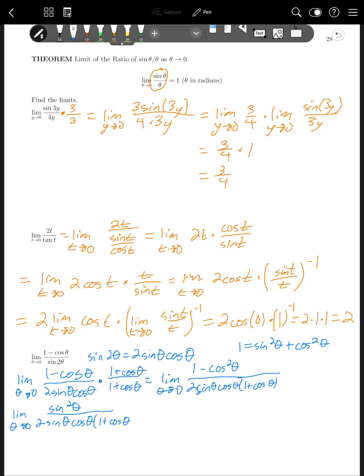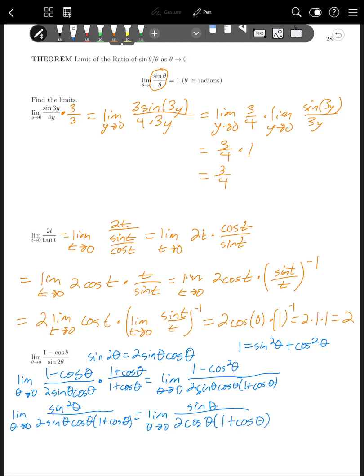In fact, in this one, I don't even think we have to use the identity that was up at the top of the page, but it works out in a similar way. So we can cancel out a sine, right? So this would be the limit as theta approaches 0 of sine theta over 2 cosine theta times 1 plus cosine theta.